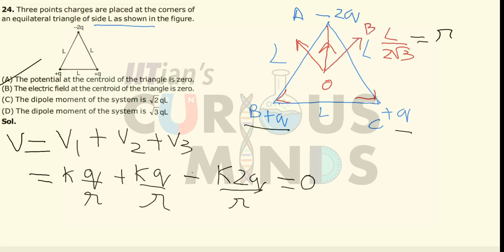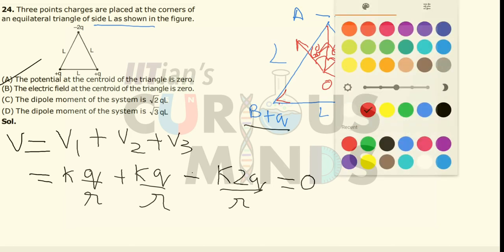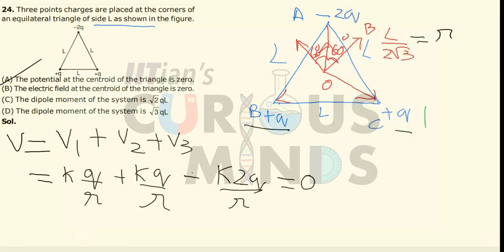Now what is the angle between them? As I can clearly see, the total angle over here will be equal to 120 degrees, and any angle you calculate over this part will be equal to 60 degrees. Let the electric field due to the C part be equal to E1. So E1 acts over here.